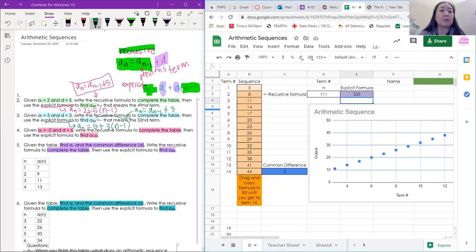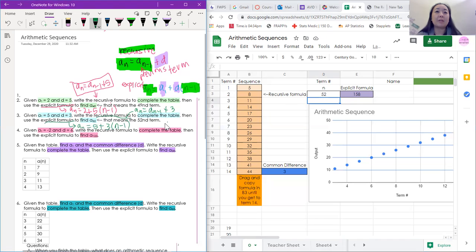We want it for, what is it? 52nd term. So the 52nd term, enter. Okay, and remember, if you don't push enter, it won't know how to calculate it. It doesn't know when to do that. So you've got to push enter. And so that is going to be, I should have written down, a sub 52 is equal to 158. All right, and again, a line.